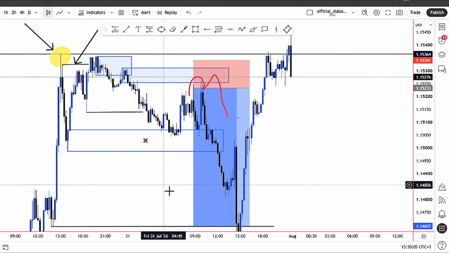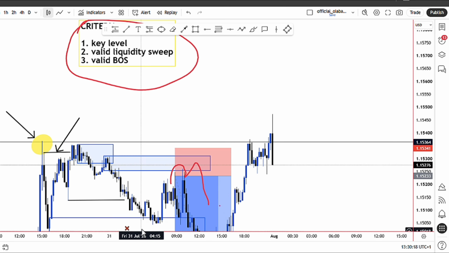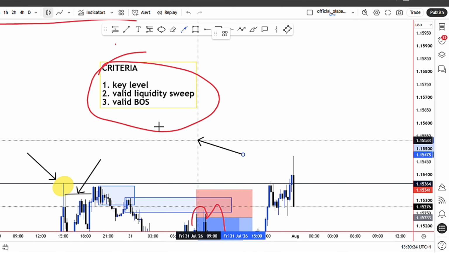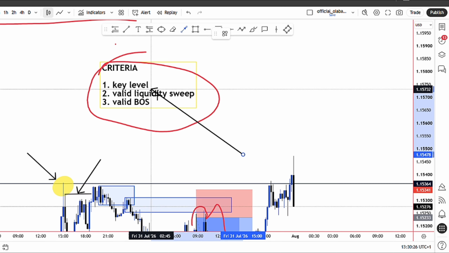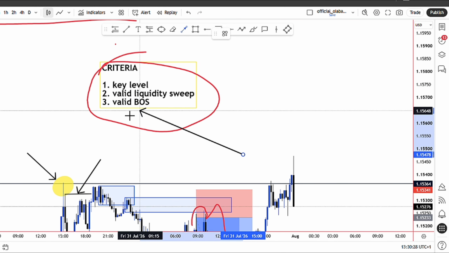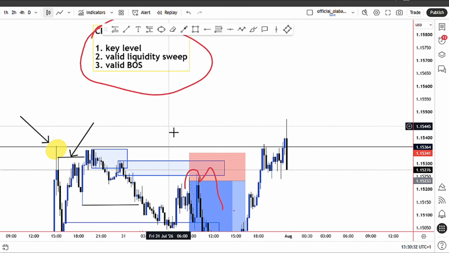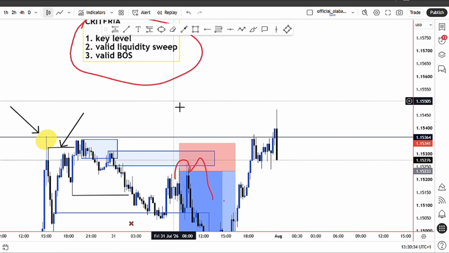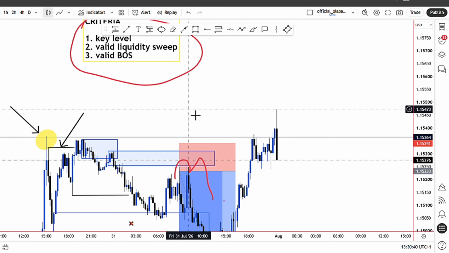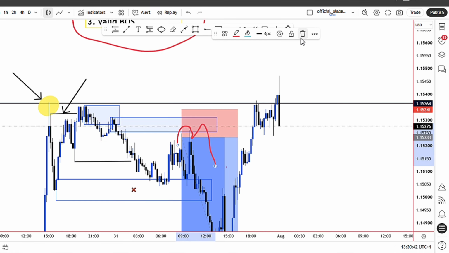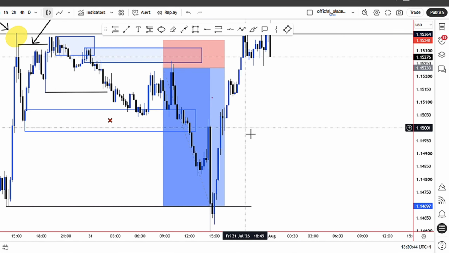But anyway, this is just the breakdown of how to identify a valid supply and demand using these three criteria, which is your key level, your valid liquidity sweep, and BOS. If your supply or your demand does not have these criteria, please, I'm begging you, for whatever sake, please don't take it. It is very, very important. Now let's look at the RR, the risk reward of this trade.